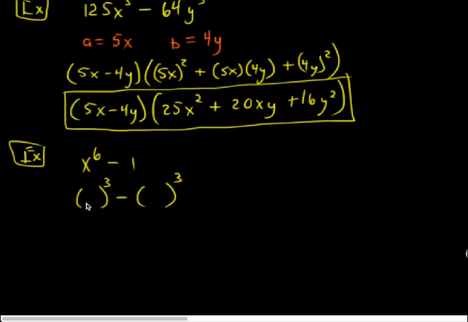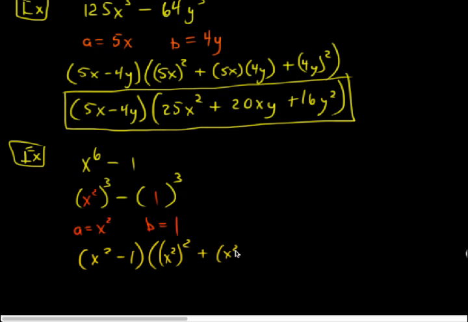So what cubed is x to the 6th? Well, that would be x squared. And what cubed is 1? Well, that would be 1. So in this case, my A would be an x squared, and my B would be 1. And let's see, this is the difference pattern. So let's plug it into the pattern. So that's x squared minus 1 times A squared would be x squared squared, plus AB, so that's x squared times 1, plus B squared, so 1 squared.